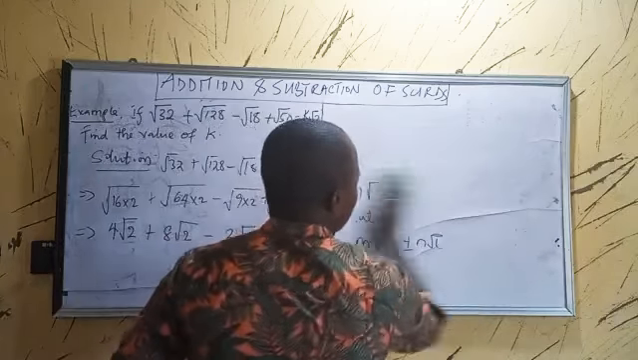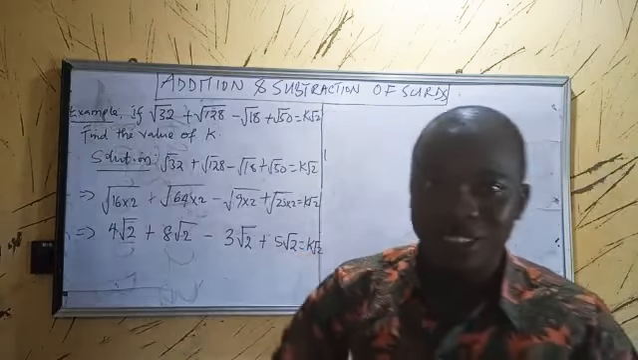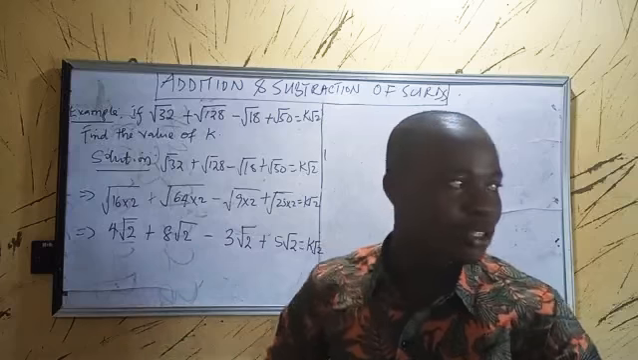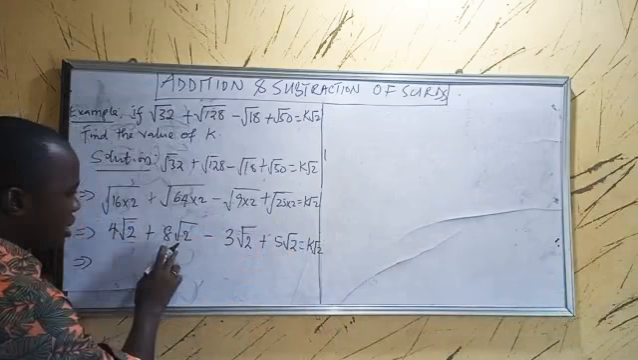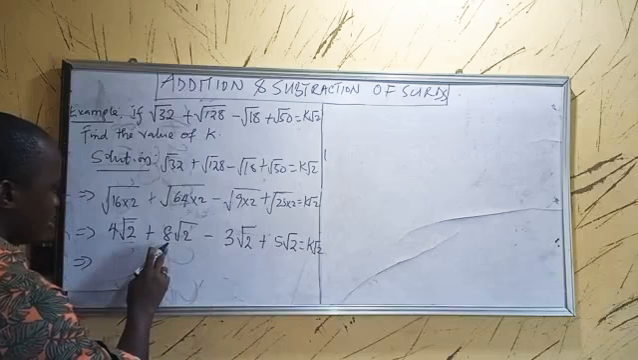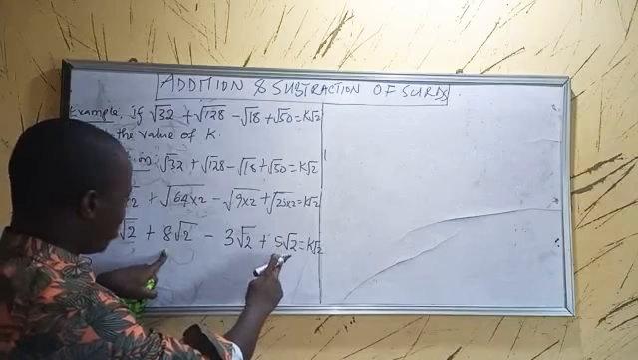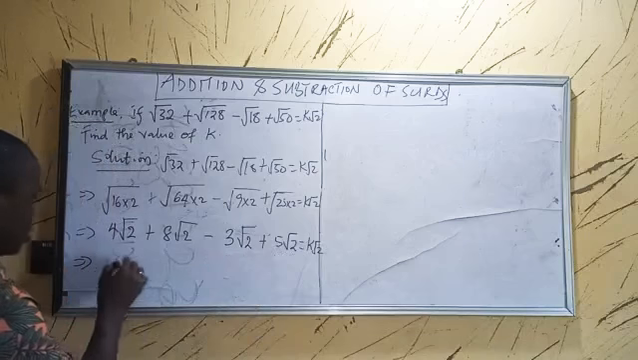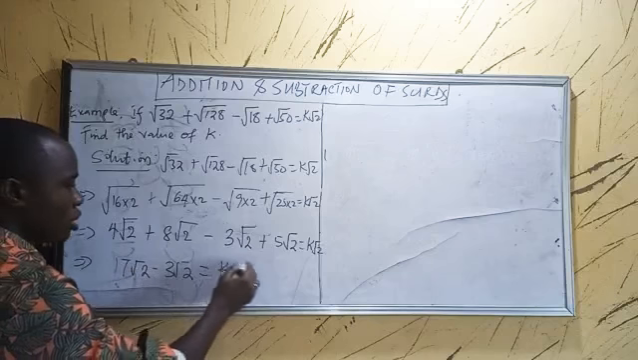So now from there, what's the next thing to do? You can see that they can be added and subtracted, because all we have under the square root are the same thing, so they are alike. You can combine them. Let's first add these together because they are positive. 4 plus 8, what is that? We have 12. 12 plus 5, so we have 17. Then 17 root 2 minus 3 root 2 equals k root 2.